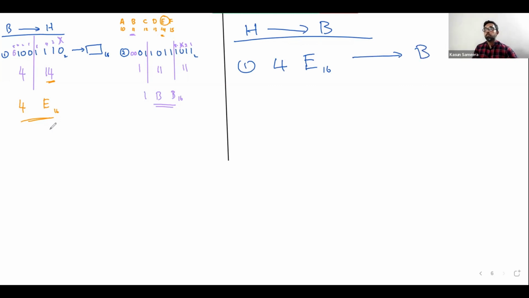Okay, same answer. We are going to convert back into binary. Then what is the technique? Write the numbers for E. What is E? E means 14. Then write each number using how many digits? 4 digits. When we are dealing with hexadecimal, it's 4 digits.